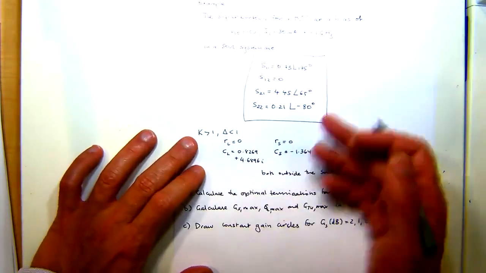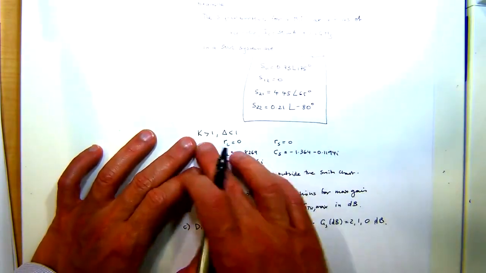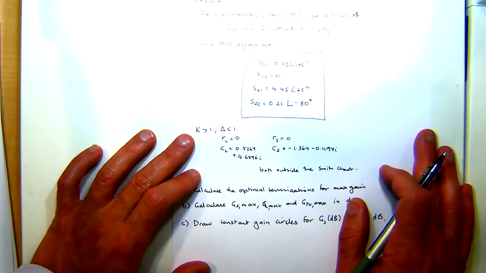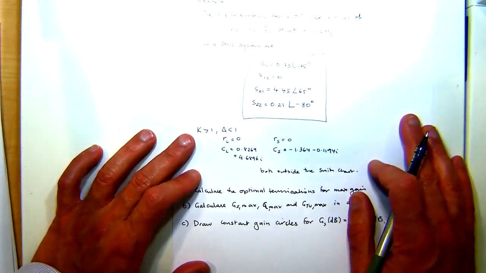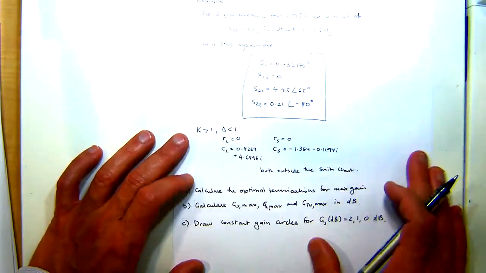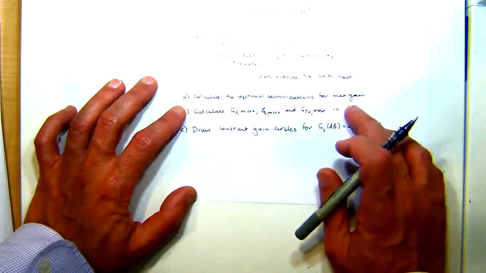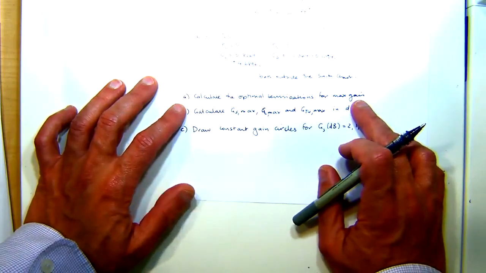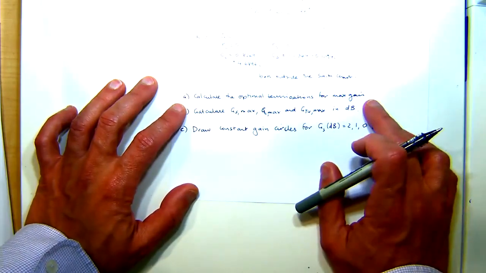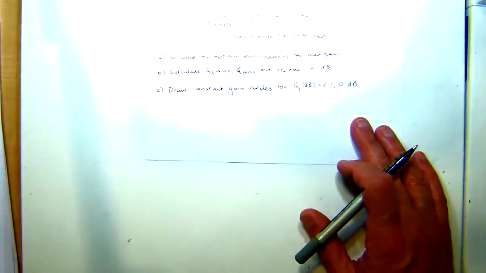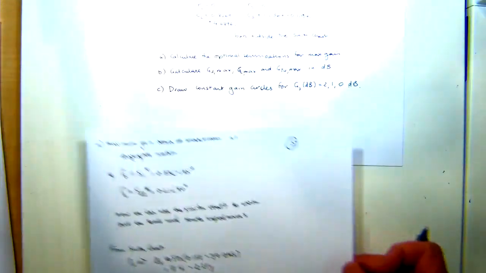Now you can convince yourself that the system is stable. You can do your K test if you want to, if you can be bothered, or if you're asked. In this particular case, you see that it's an unconditionally stable system. So the first question is, let's calculate the optimal terminations for maximum gain. Okay, can anyone tell me when does maximum gain occur and why?